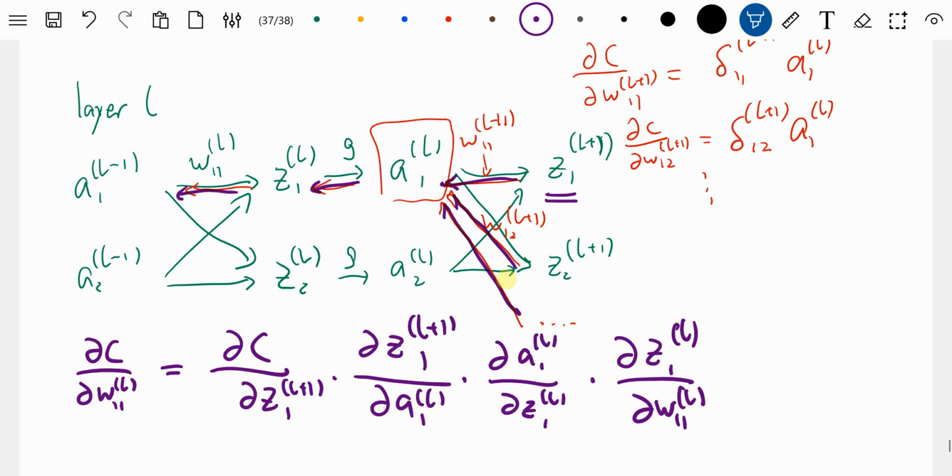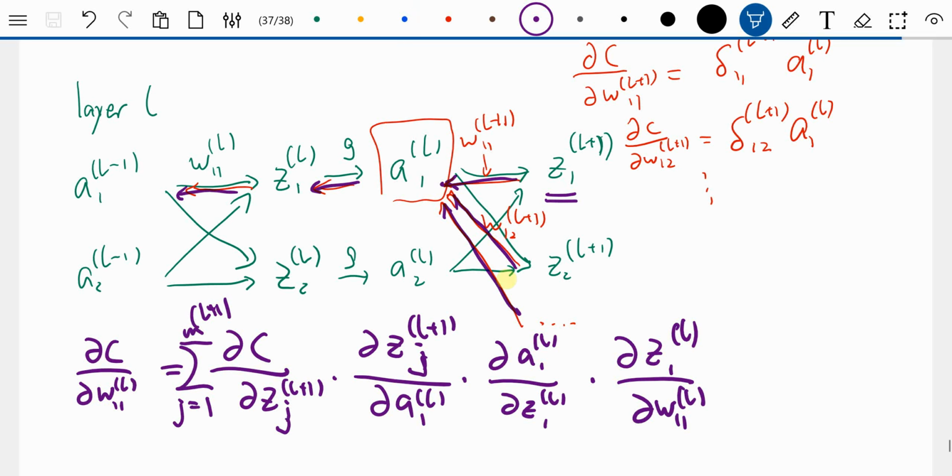Okay, so this is not right because we have the other ones. We need a sum. So we add a sum here, maybe indexed by j from 1 to whatever number of units in the next layer. We call it M L plus 1. And which ones are changed to j? This one must be changed to j. This one is j. What about this? We don't need the other ones, so we only need the A1 thing. So that stays there.